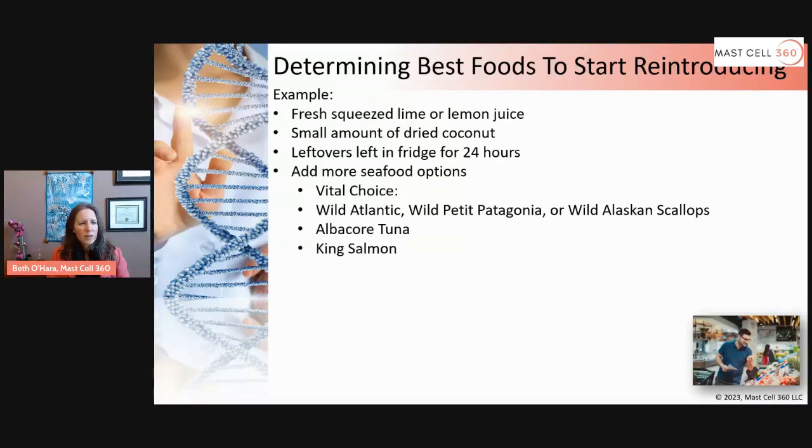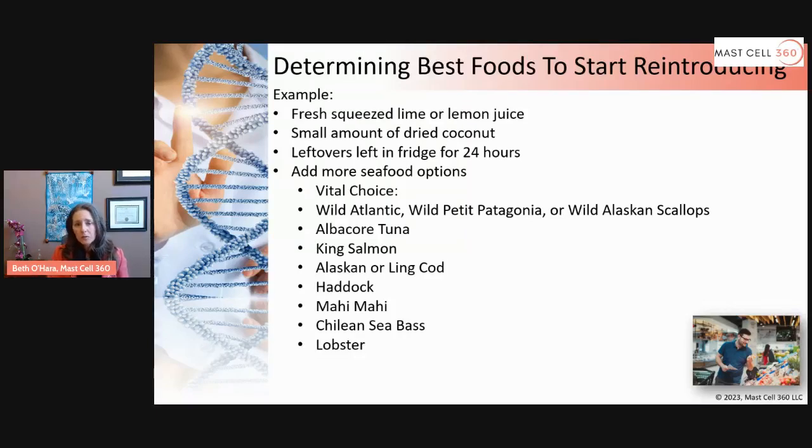We're talking about king salmon, but that's really low histamine. Their cod or their haddock, so these are going to be a little higher histamine. Or if you want to get really fancy, maybe lobster from Vital Choice. Now, I get the seafood from Vital Choice because they are very circumspect about their handling methods, so it's not as high histamine as other places.